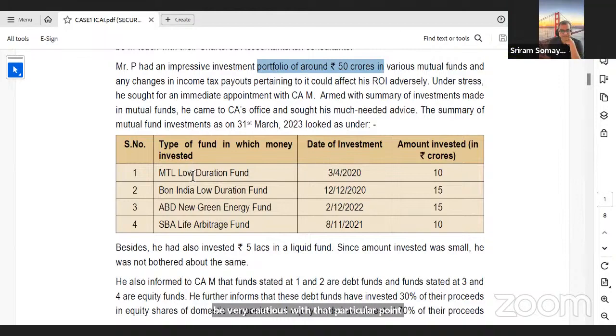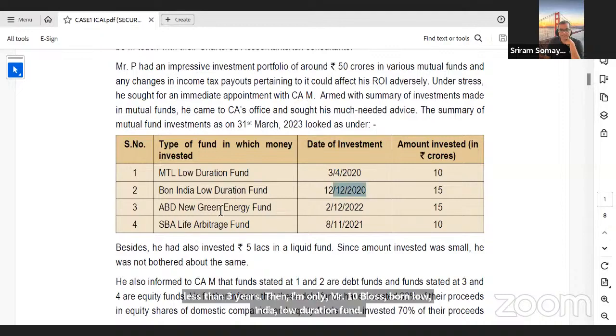Okay. So there is something called low duration fund, and we are looking at as on 31st March 23. Date of investment is 3rd April 20. Okay, please note the date. It is not more than 3 years, less than 3 years. Then amount invested 10 crores. Bond India low duration fund, 12th December 20, again less than 3 years.